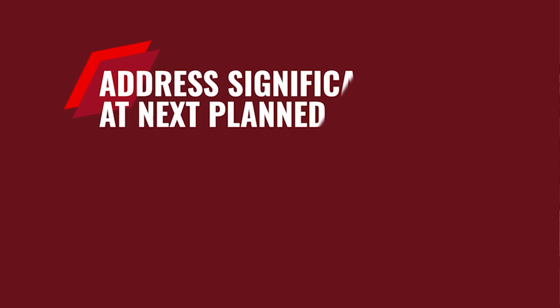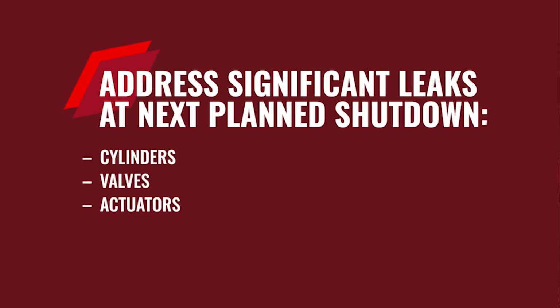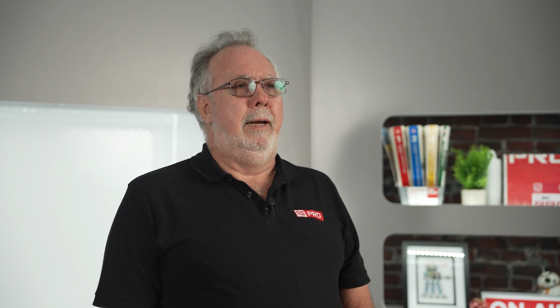On the other hand, significant leaks like cylinders require more work. They usually involve unbolting covers, removing components, and potentially stopping the line. Schedule these at the next planned maintenance window or production changeover.